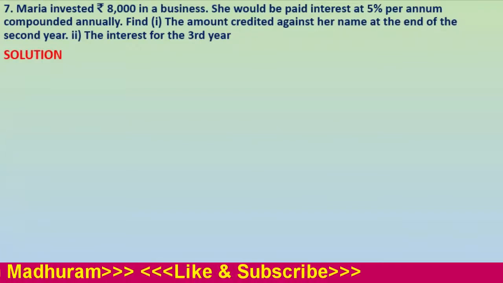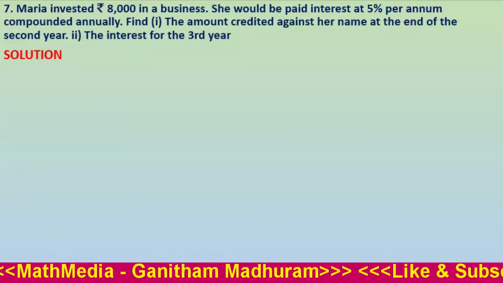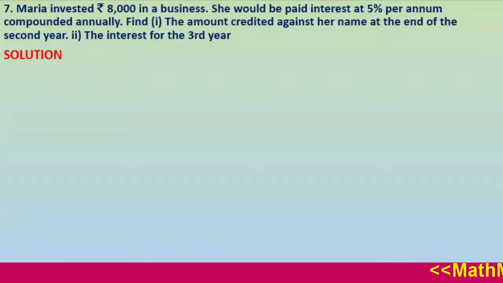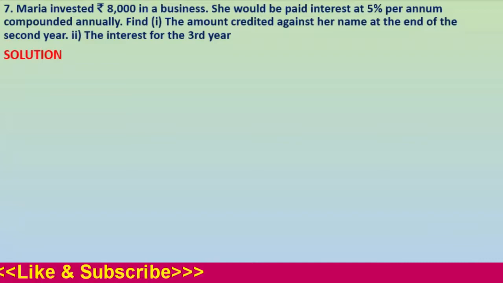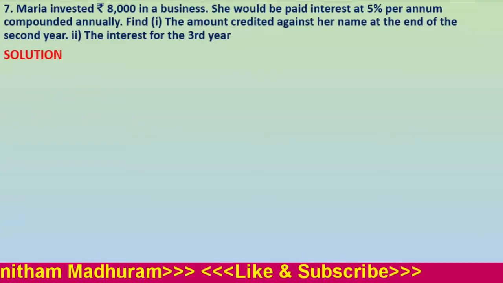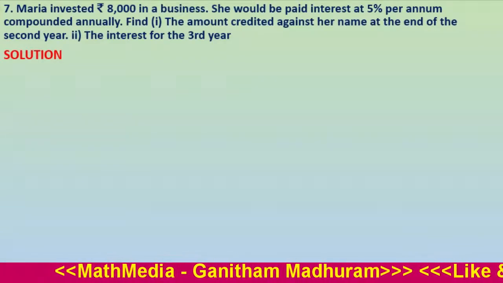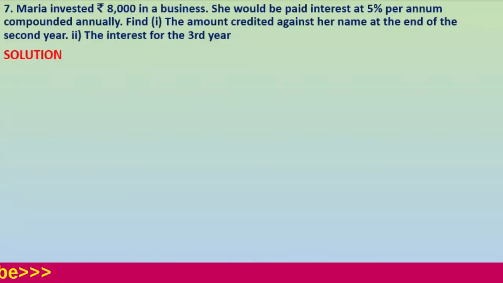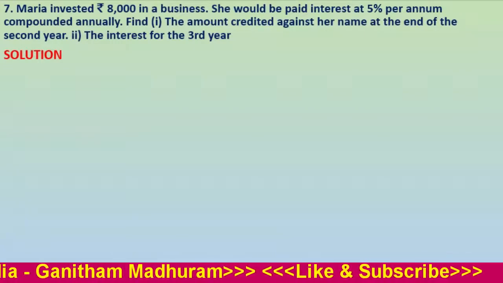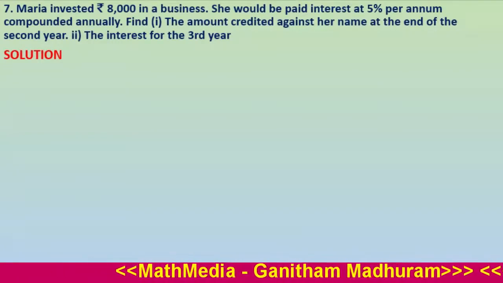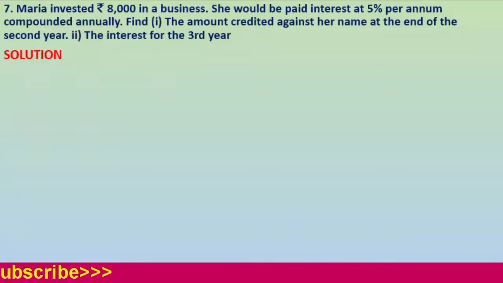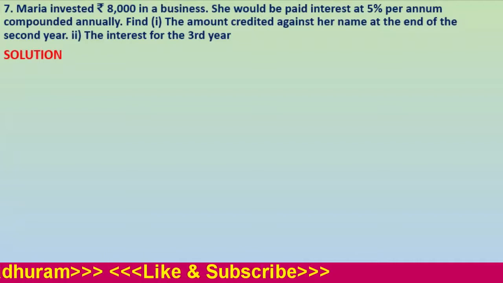Maria invested rupees 8,000 in a business. She would be paid interest at 5% per annum compounded annually. First part, find the amount credited against her name at the end of the second year. Second part, the interest for the third year. So, as usual, what is given in the question, we can write it first.